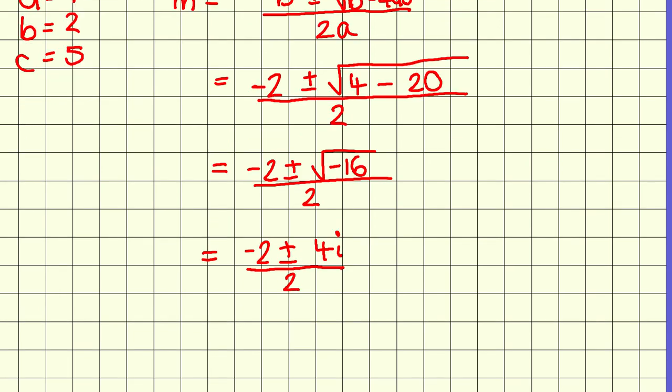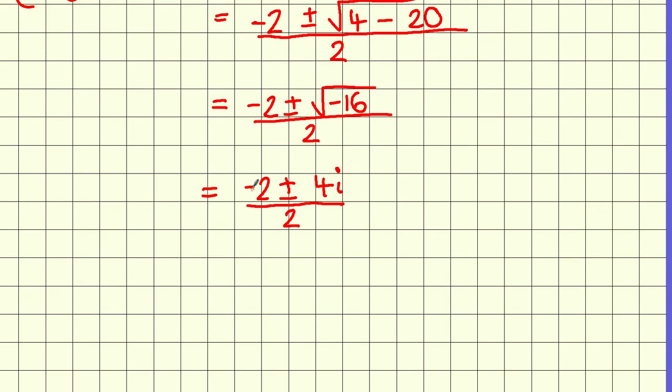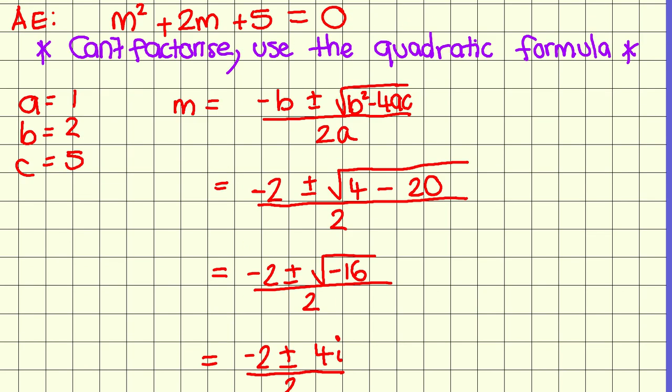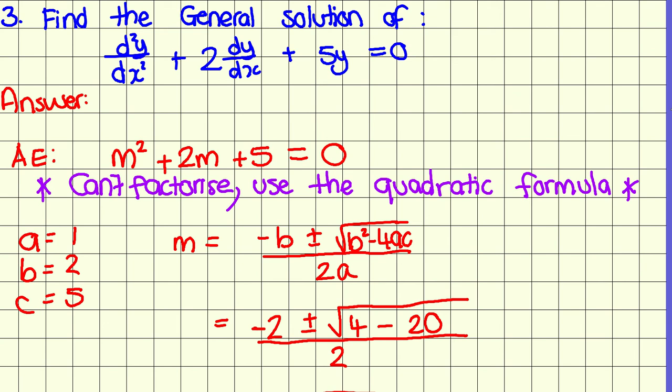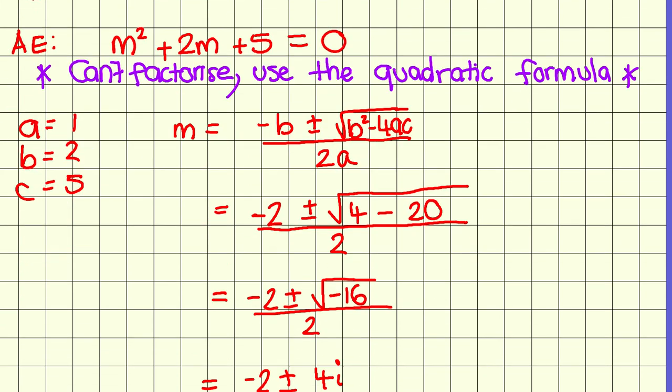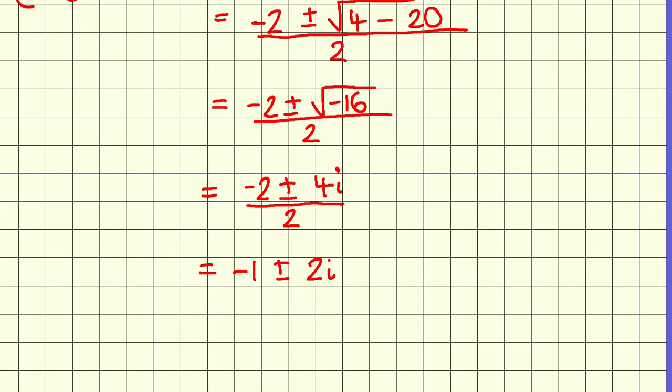All over 2, and then if we just divide everything by 2, that just gives me minus 1 plus or minus 4 divided by 2, which gives me 2i. So I've got my real number there, minus 1, then I've got my complex number, which is going to be 2. Right, so this is the third type of second order differential equation, when you end up with complex roots.